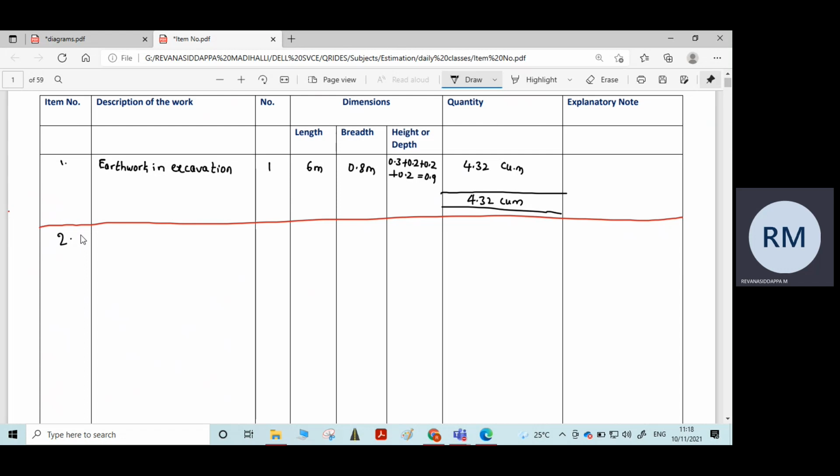Second point you write. Second calculation: lime concrete in foundation. Okay, lime concrete in foundation.